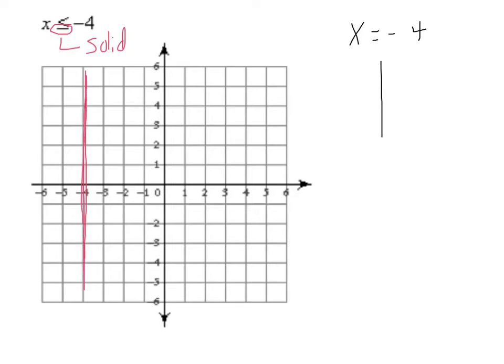The second part is to decide by the inequality, which side do I shade? In this case, since it's a vertical line, we have to decide left or right. And less than on the x-axis is smaller, so we would graph or shade left. And that represents our shaded region.